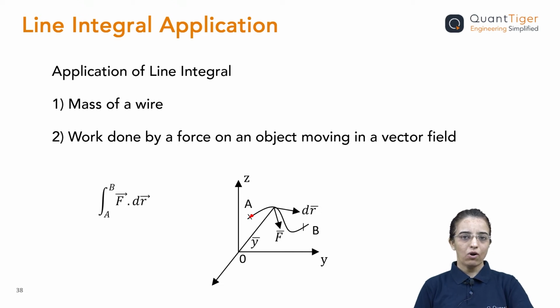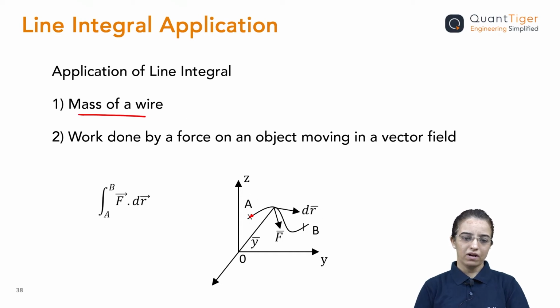If any object is moving from point A to B and there is a force applied on it in the vector field, then work is getting done. When the object is moving from one point to another point, how much work is getting done in that vector field can be found by using the line integral. So that is one of its applications.